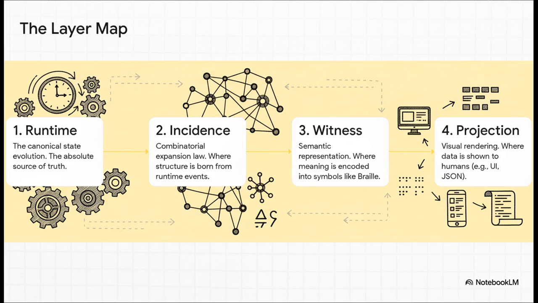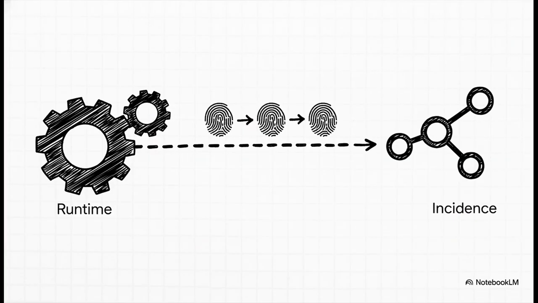Each layer is verifiably built on the one inside it. It's a chain of truth. But wait a minute, how do you connect these layers? How does the system make sure that the incidence layer is actually a truthful representation of the runtime? How does that chain of truth actually stay linked?